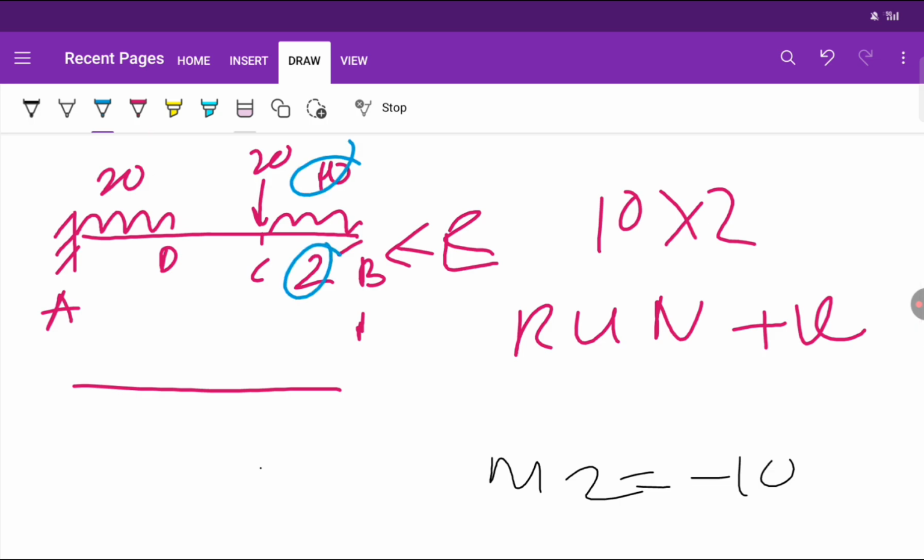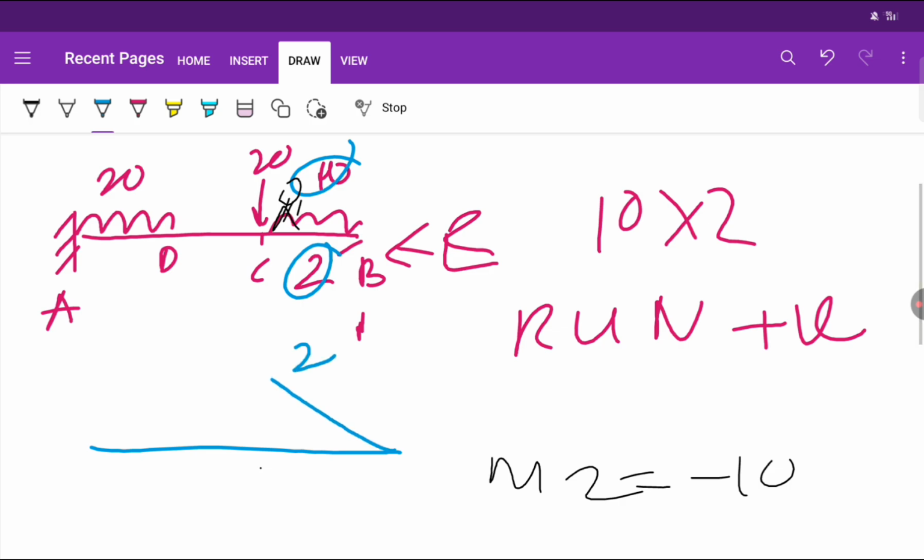How much positive? 20 into positive. I will have 10 mangoes. At this point, if I am here, then I will have 10 mangoes positive, but there is a UDL, right? So for UDL we will take the shear force diagram triangular, that is our 20.